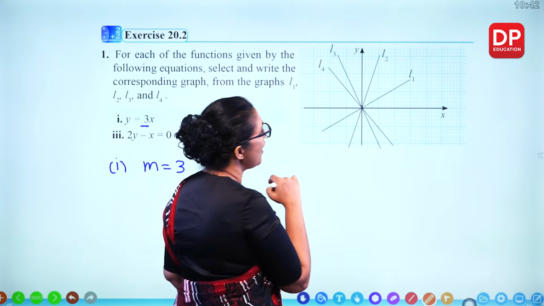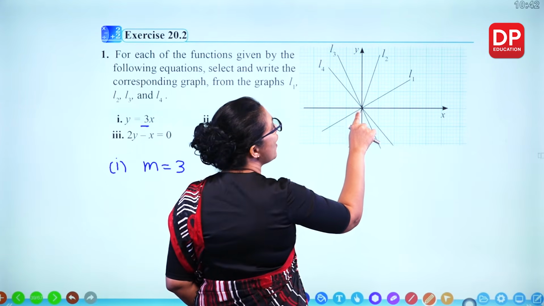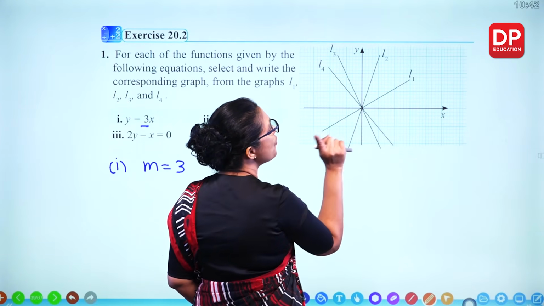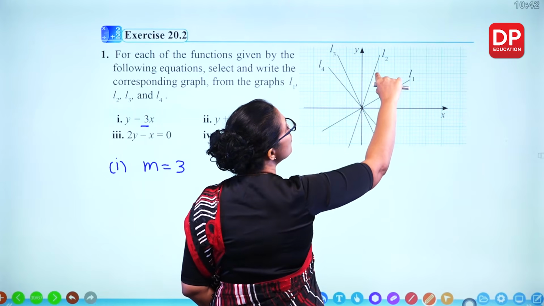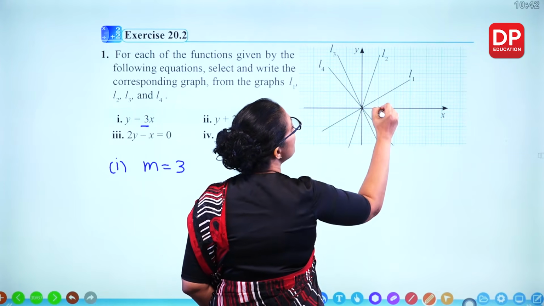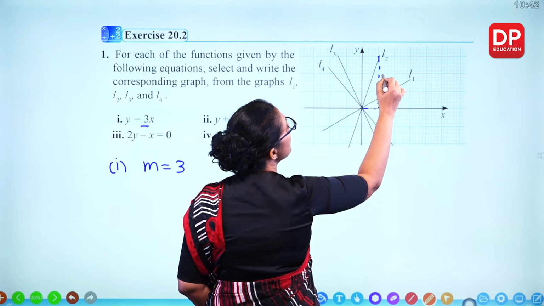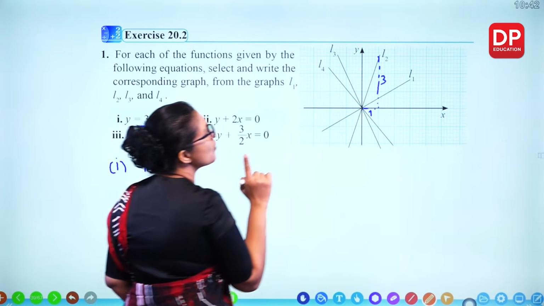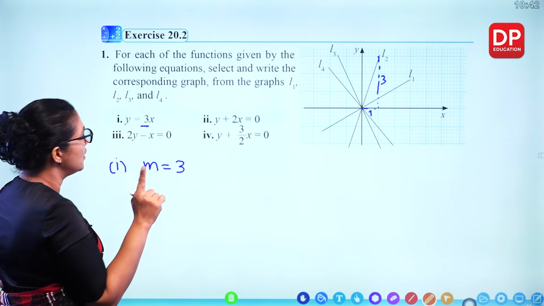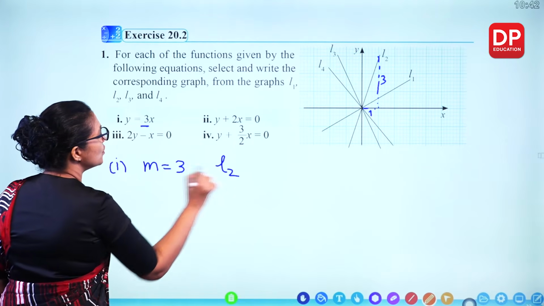How do we identify 3? When you move 1 square to the right, 3 up. 1, 2, 3. So here we can see this is the slope 3. 1 square to the right, 3 up. So L2.